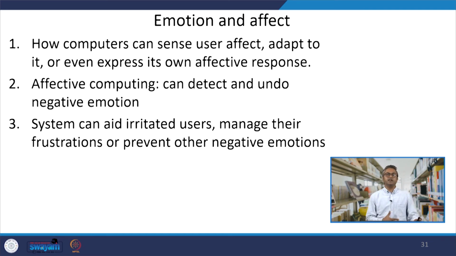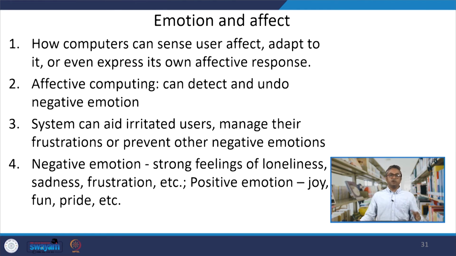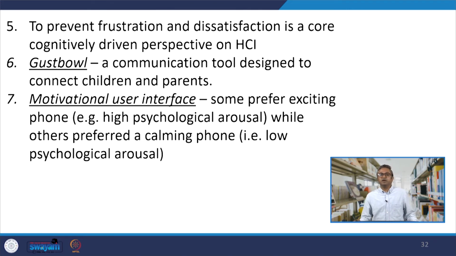Sometimes the users are irritated by the functionality, difficulty, or complex functions. So the system can provide some aid to the user by music, by aesthetics, by changing the wallpaper, or some additional software where the user can feel a little more relaxed and calm. So the system can manage the frustration and prevent other negative emotions. A strong feeling of loneliness, sadness, frustration can be avoided also. These systems can be used not only to work, but also for pleasure, like watching a movie or playing music.